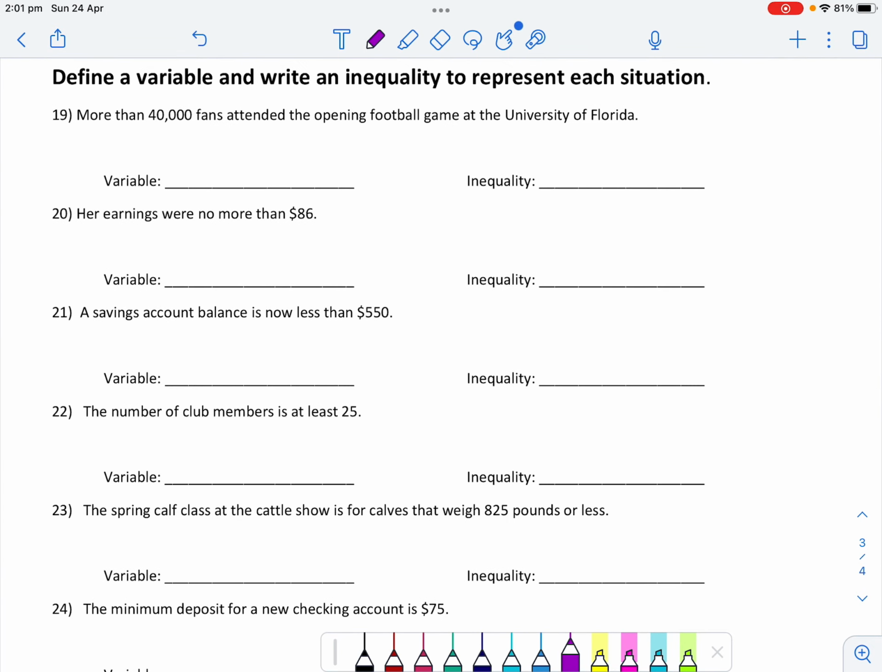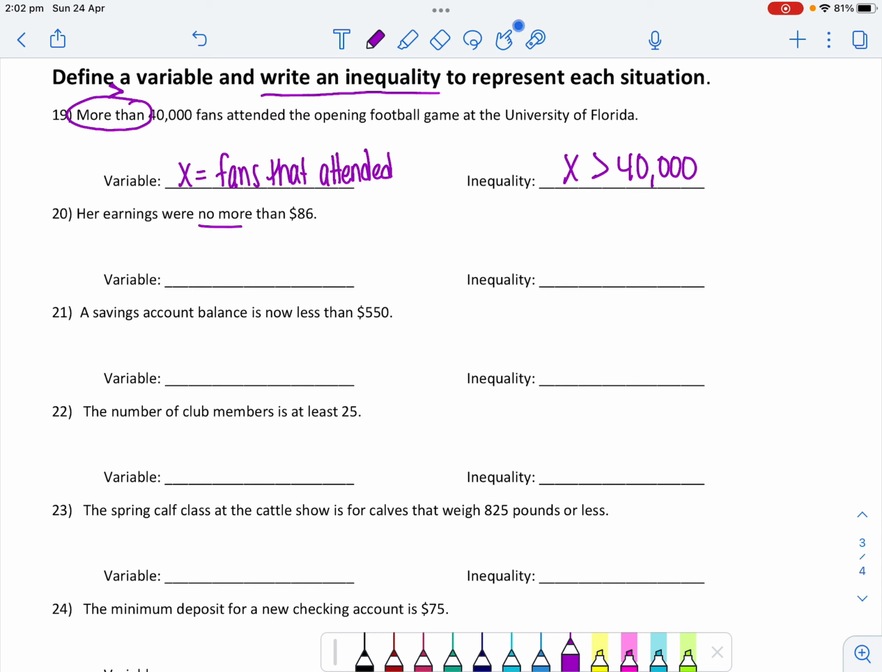Now we're going to head into some word problems. So we're going to head into writing an inequality, and then we're going to do writing and solving. So this says more than 40,000 fans attended the opening football game at the University of Florida. So more than is going to be my symbol. That's going to be greater than. Here I'm going to say fans that attended. So the fans that attended is more than 40,000.